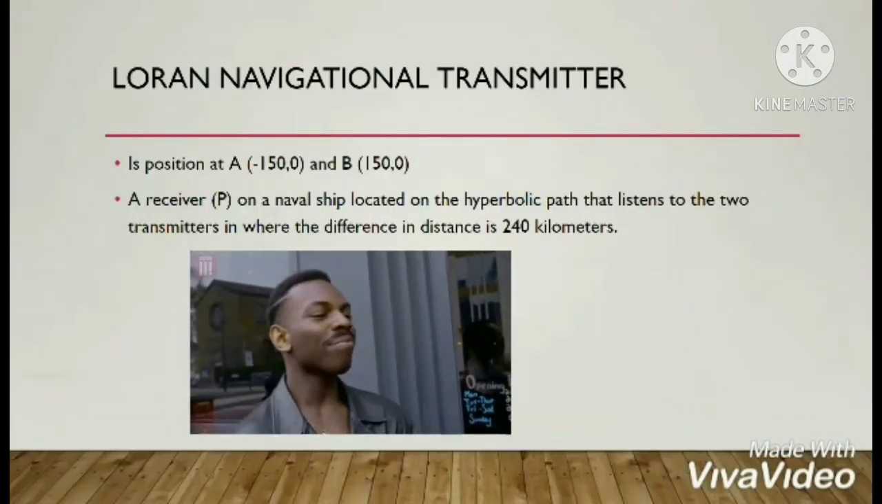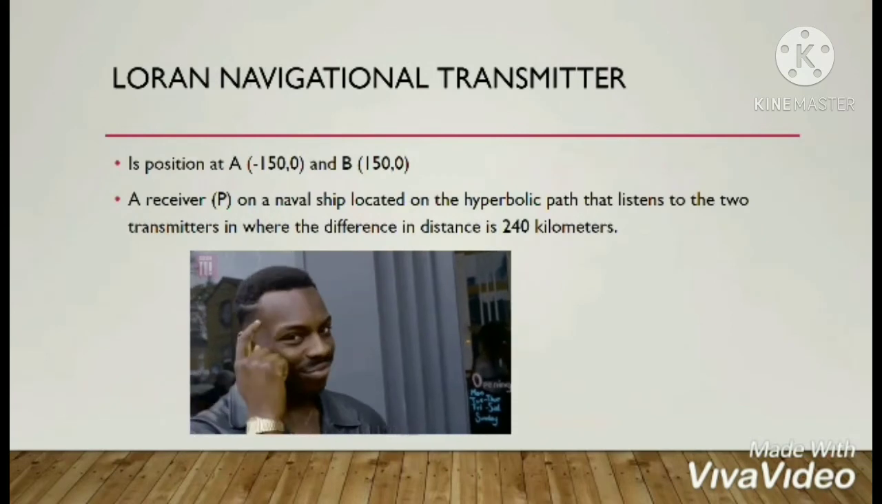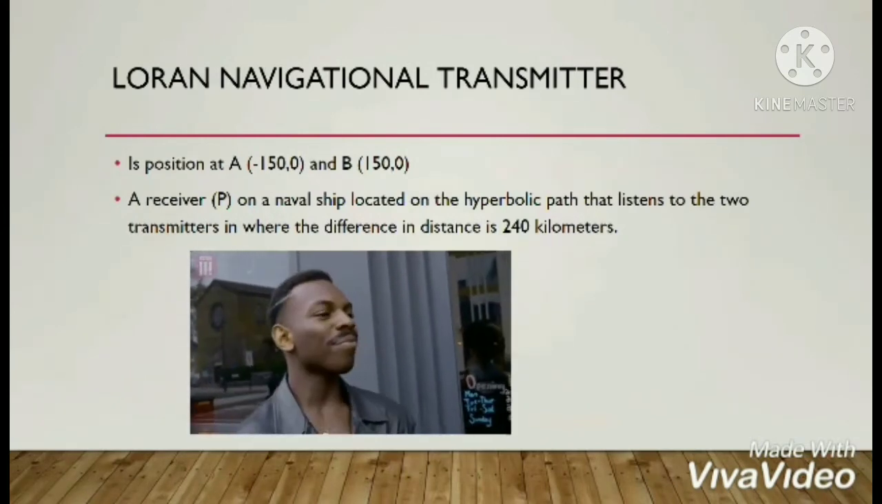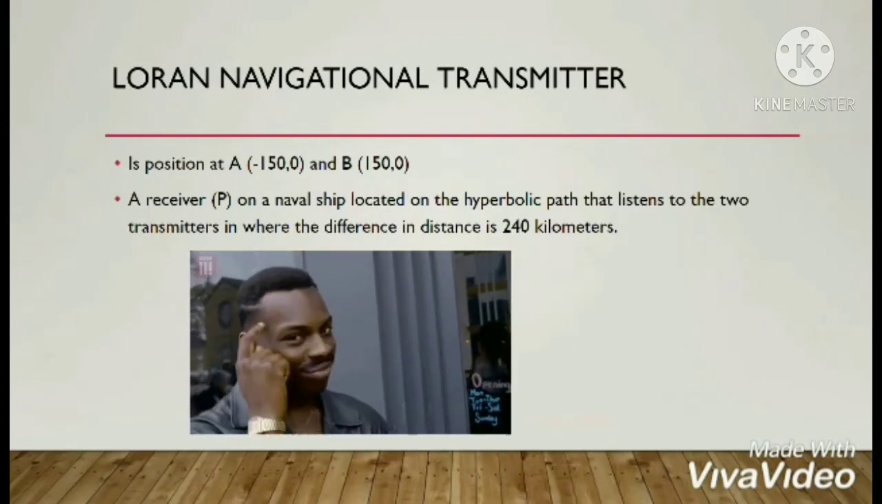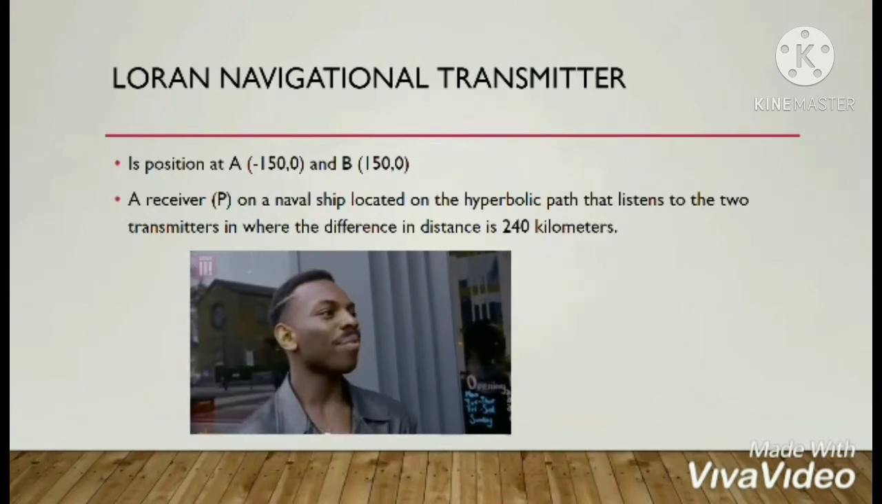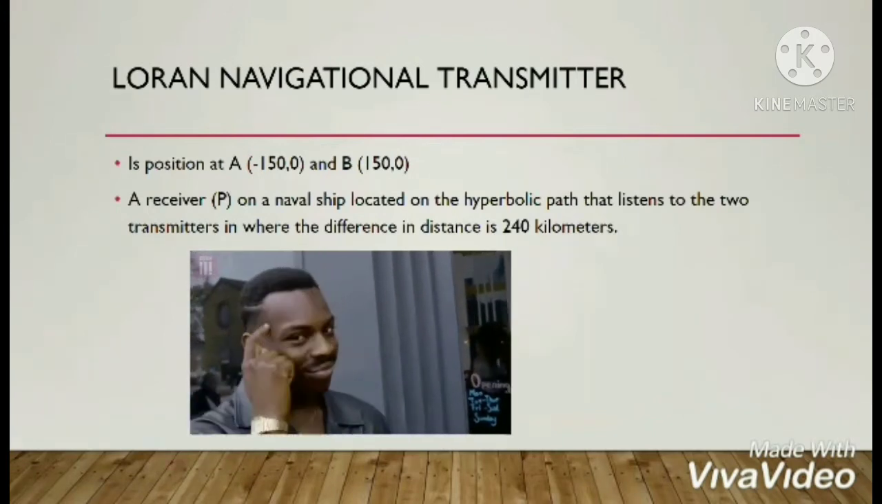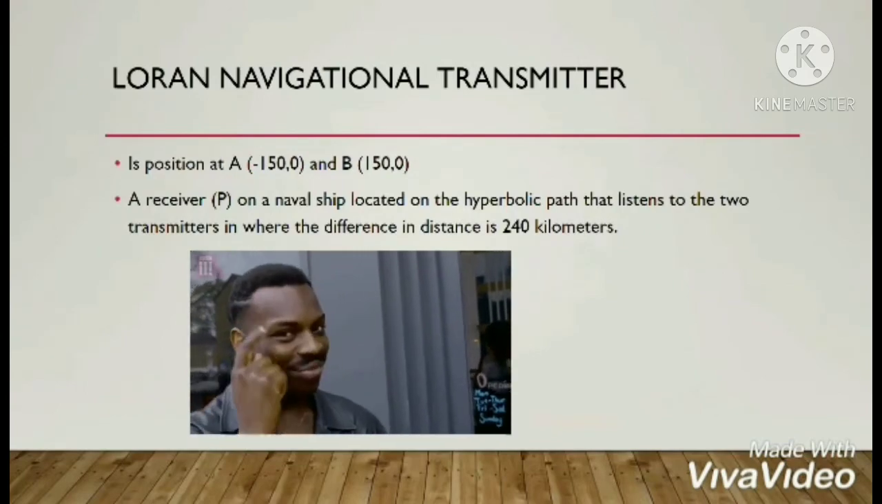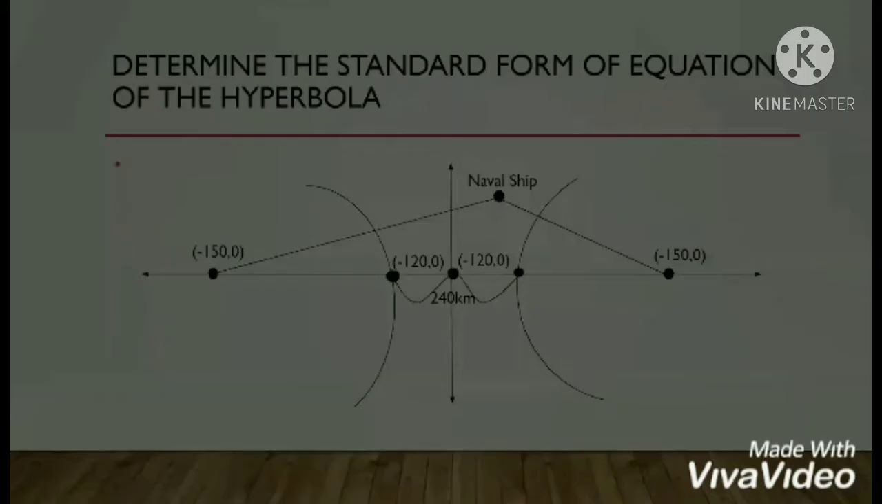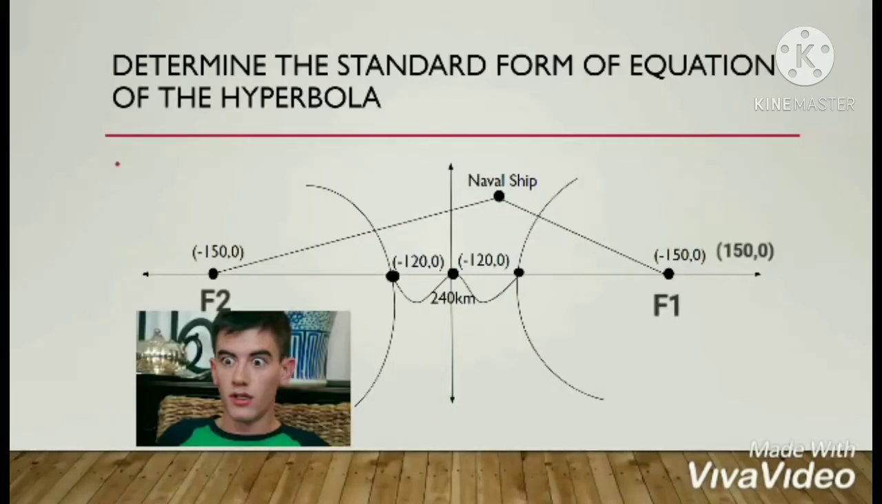Loran Navigational Transmitter is positioned at A (-150, 0) and B (150, 0). A receiver on a naval ship located on the hyperbolic path listens to the two transmitters, where the difference in distance is 240 kilometers. Find the coordinates of the different essential points of the hyperbola. Determine the standard form equation of the hyperbola. We must graph it first.